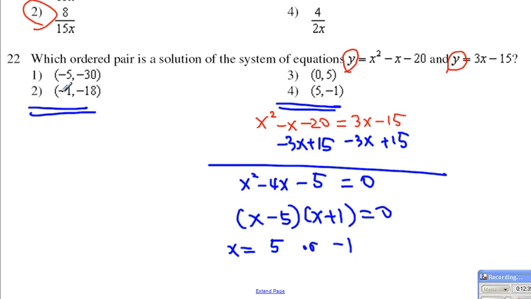So we're going to plug in. Negative 1 is plugged in here. Then we will end up getting 3 times negative 1 minus 15, which will be negative 18, and that seems to be correct. Now, you will realize this one by yourself. When you plug in 5, you will not get negative 1. So therefore, that cannot be the answer.